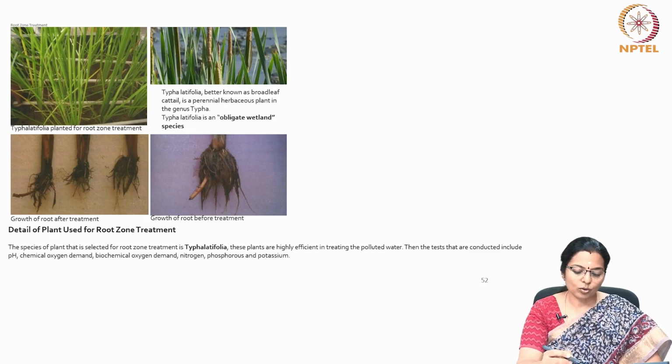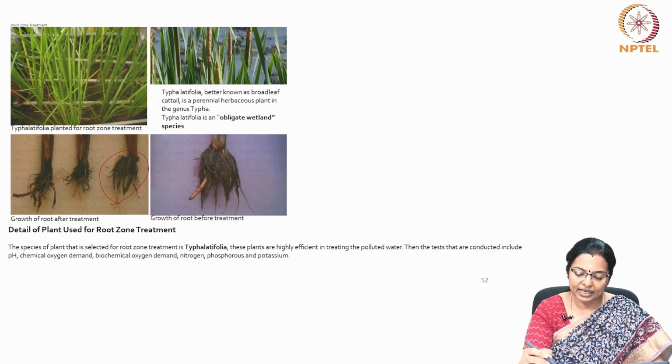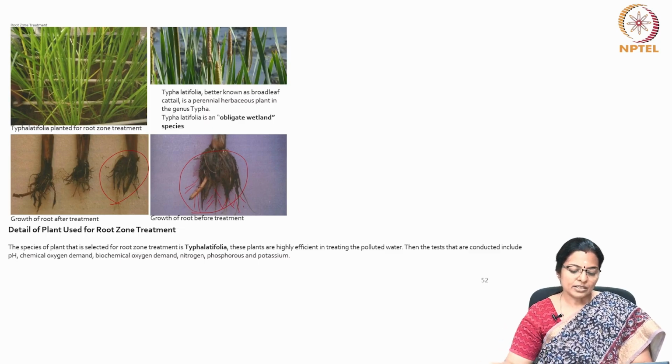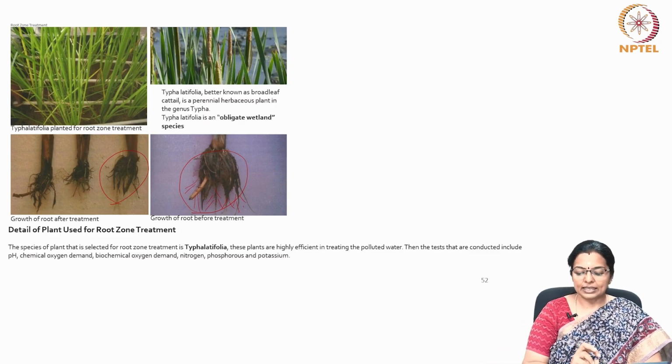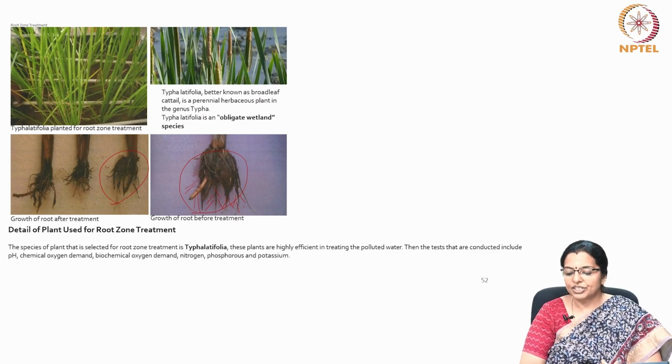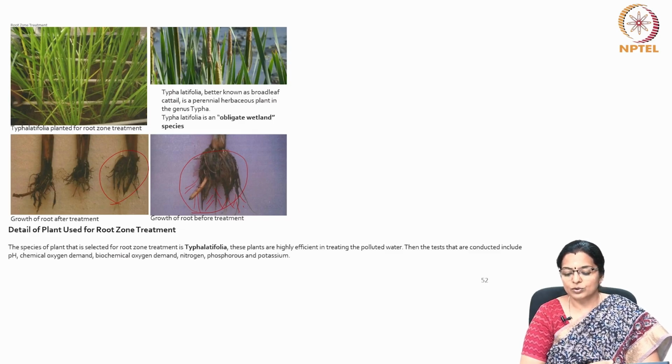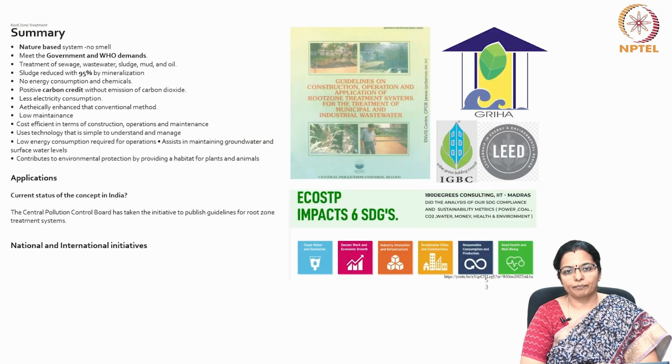So, this is the growth of the root after treatment and this is the growth of the root before treatment. After treatment, a number of fibrous roots emerge from each of these roots. So this species of plant is highly efficient in treating polluted water. Then the tests that are conducted include pH value, chemical oxygen demand, biochemical oxygen demand, nitrogen, phosphorus and potassium.